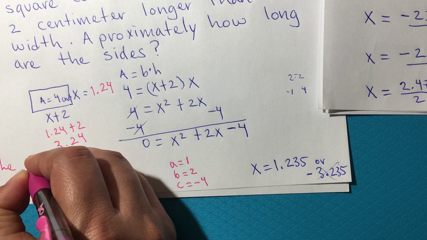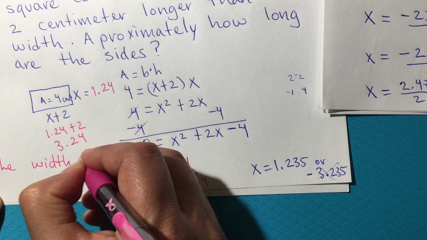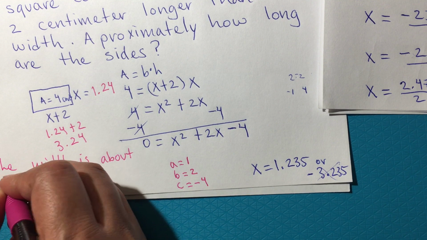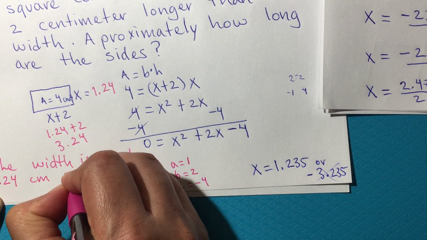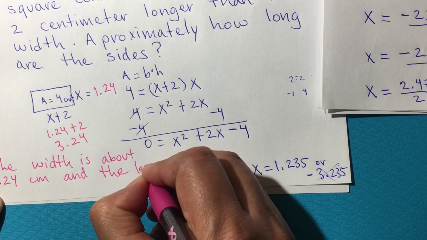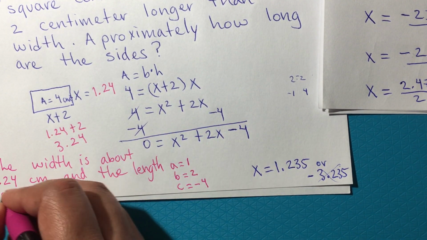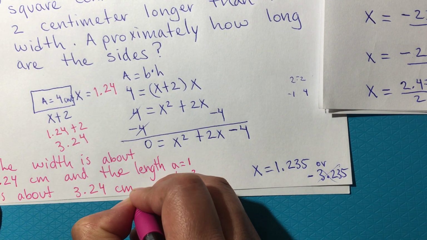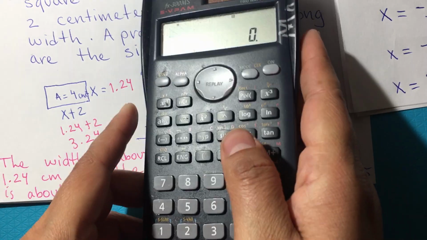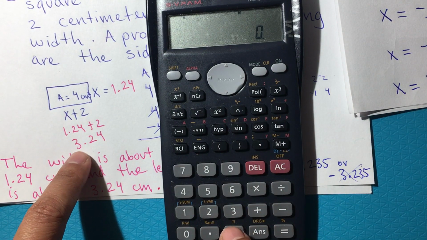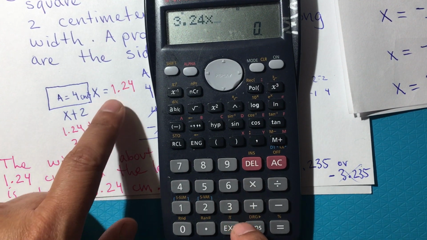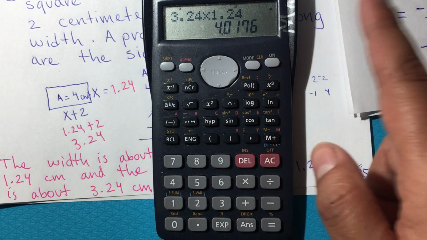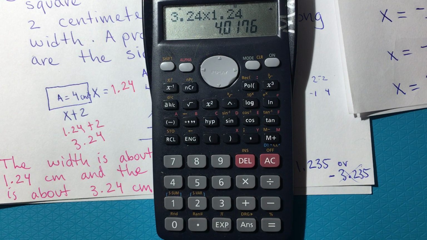So we can put the width is about 1.24 centimeters. And the length is about 3.24 centimeters long. Now let's check what our area will be. If we multiply 3.24 times 1.24, it's 4.0176, and that's because we're rounding up, right?